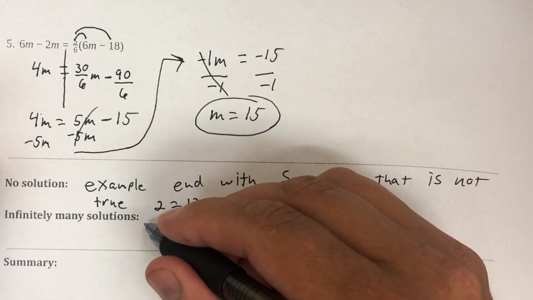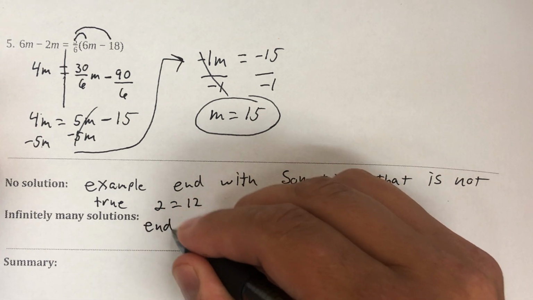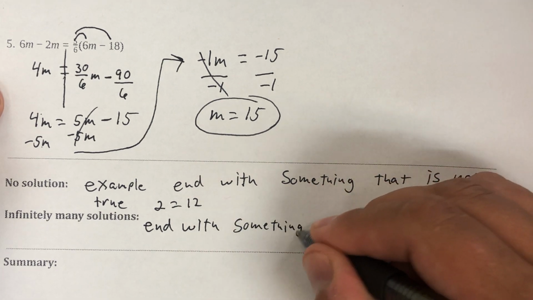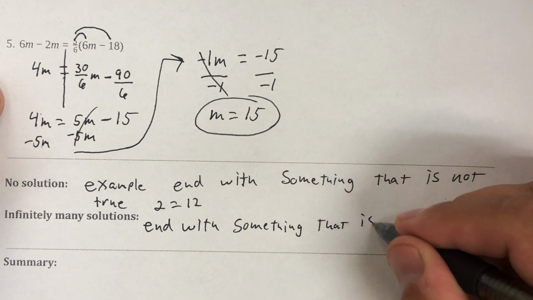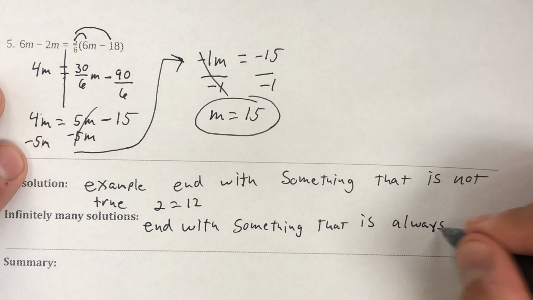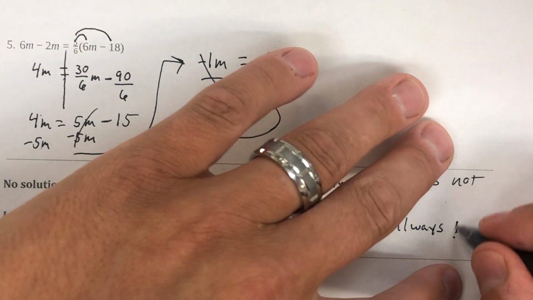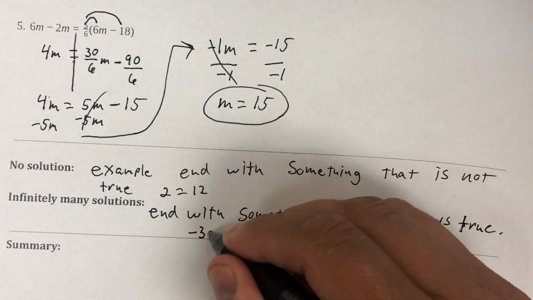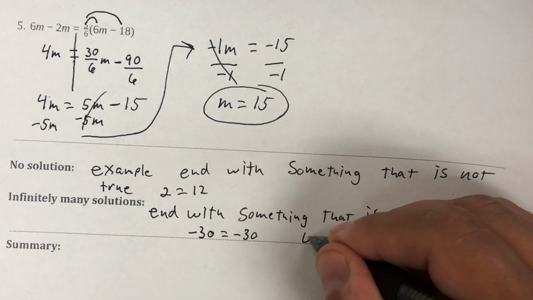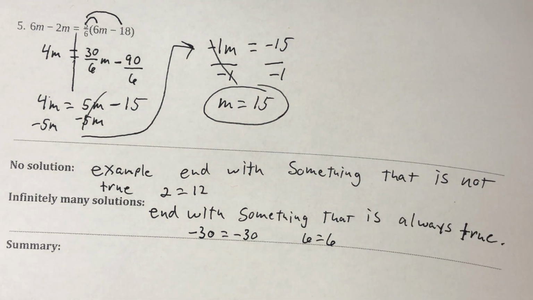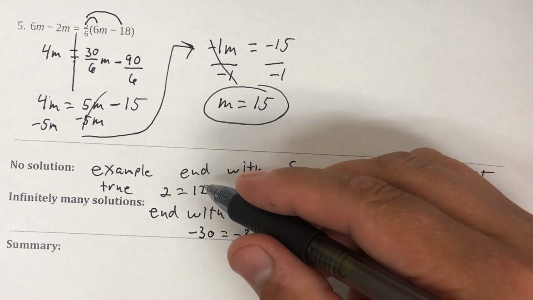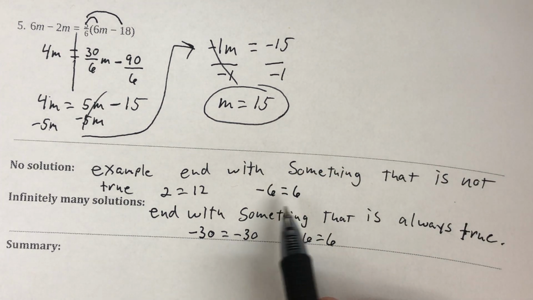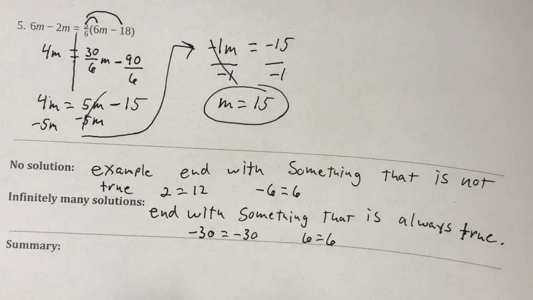Infinitely many solutions. If we end with something that is always true. And the example of something that's always true would be like negative 30 equals negative 30. 6 equals 6. The variables cancel, something that's always true. And one more example of something that isn't true would be something like negative 6 equals 6. That is not true. No solution. Always true, infinitely many solutions.